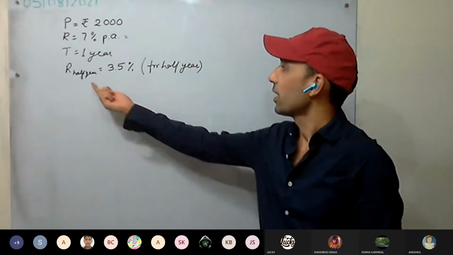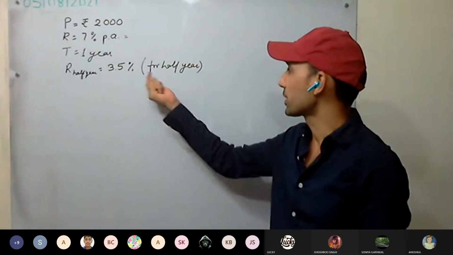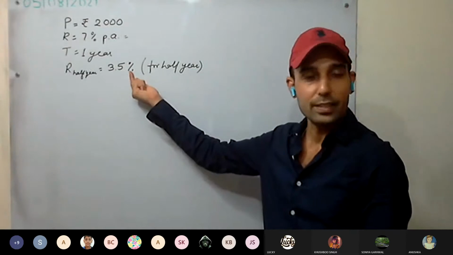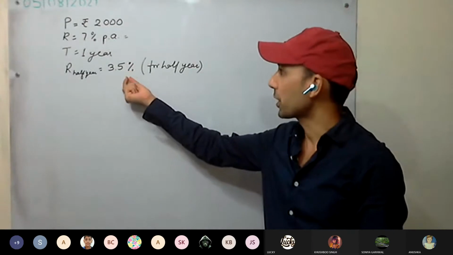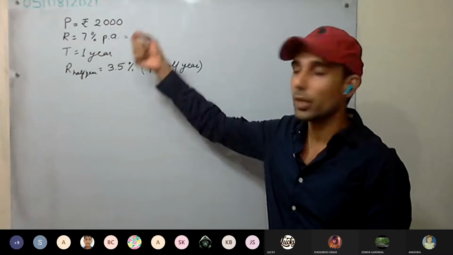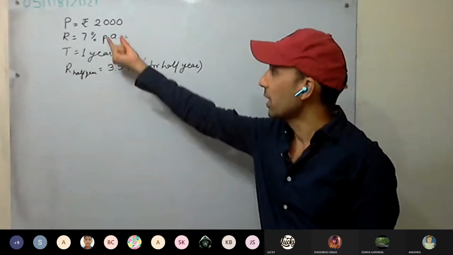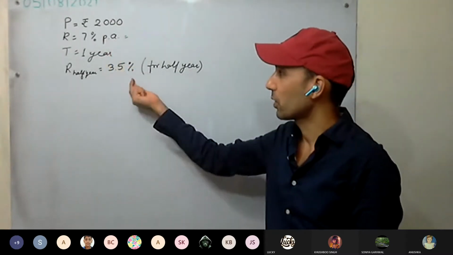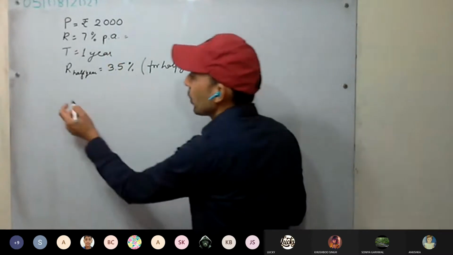Rate for half year is 3.5%. This is for the half year. Is this clear to all? This is very important. 7% per annum means it is for the year. We need it for a half year, which means half of the rate will be there, 7/2. So we have got the rate.